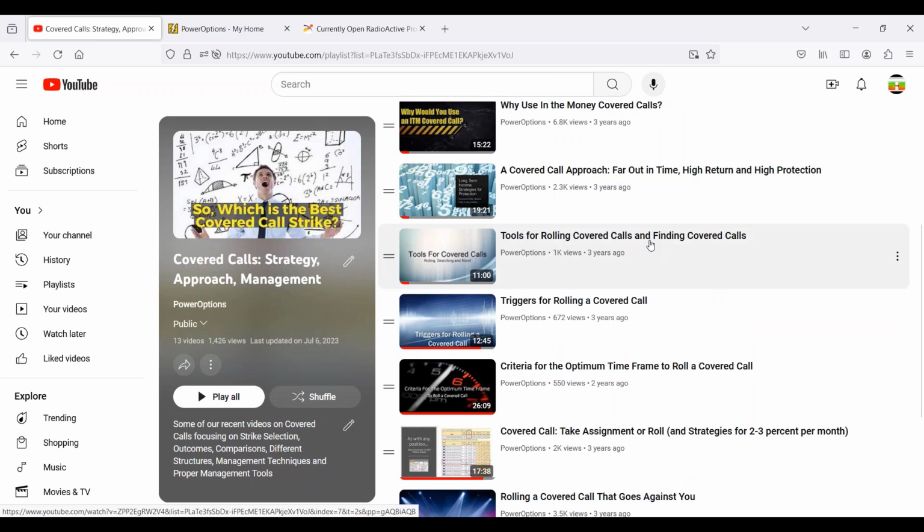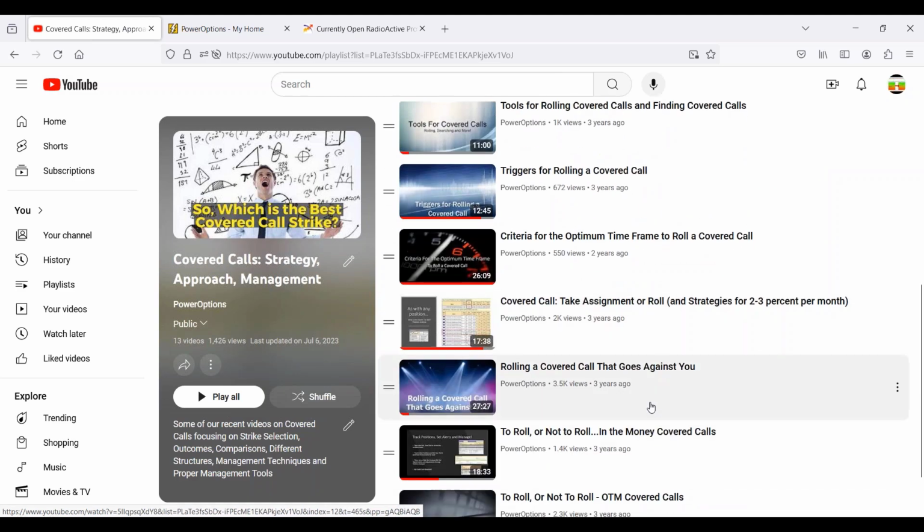Tools for rolling covered calls, triggers for rolling a covered call, criteria for the optimum time frame to roll a covered call, and covered call, take assignment or roll, and so forth. So there's a lot of ones there. There's even more, hey, if it goes the opposite direction, to roll or not to roll in-the-money covered calls, that relates to yours as well.